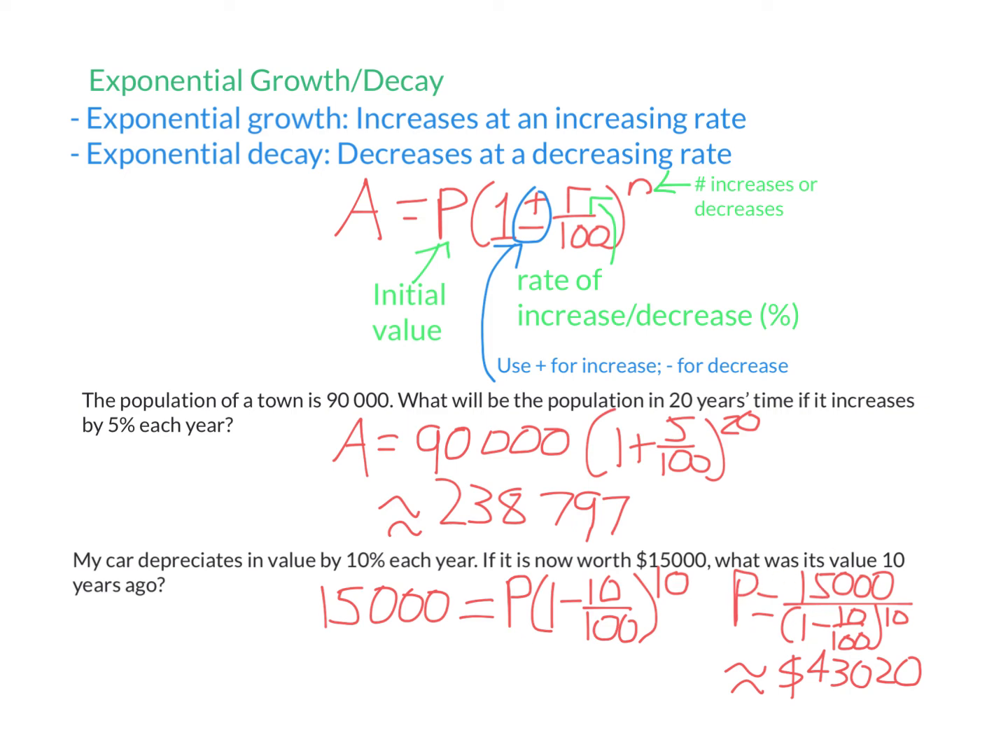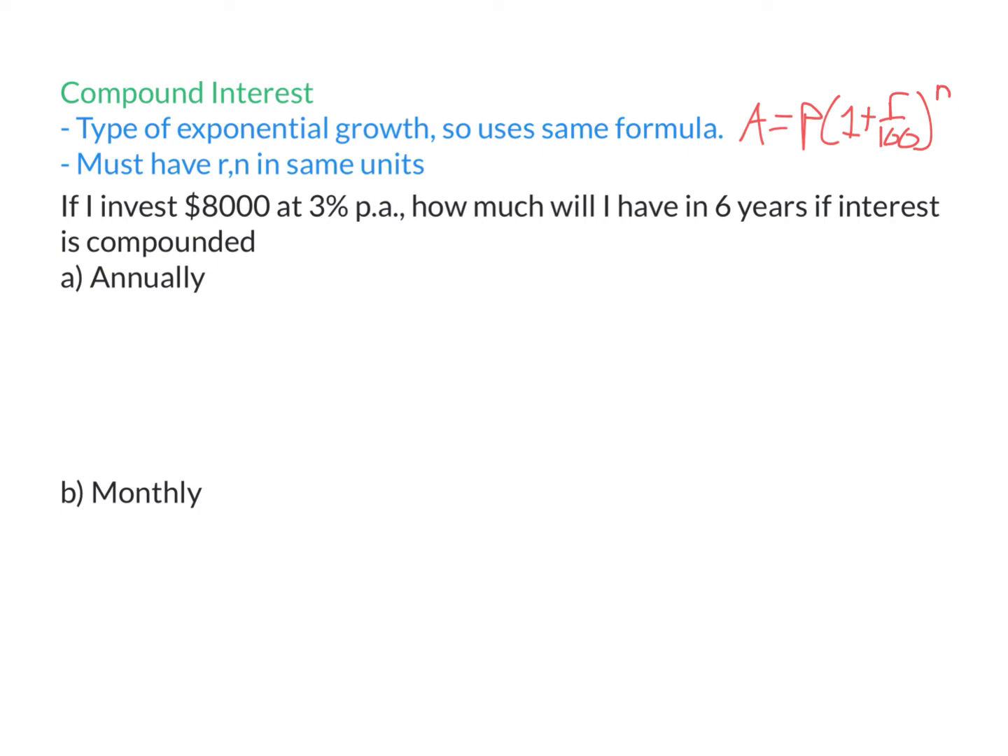Let's now look at compound interest. Compound interest is a type of exponential growth. It's the kind of interest that banks use. Because it's exponential growth, we're still going to use the exponential growth formula. The only difference between this and what we did on the previous slide is that you must have R and N in the same units. I'll explain what that means in a second.